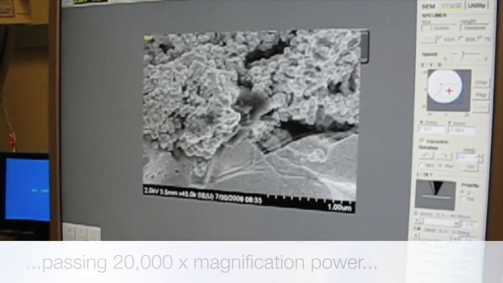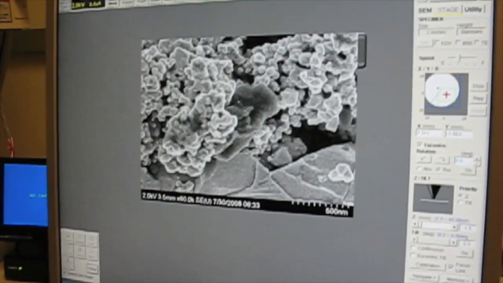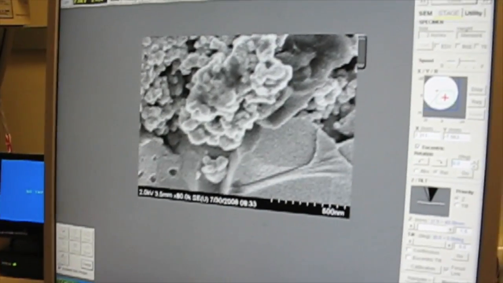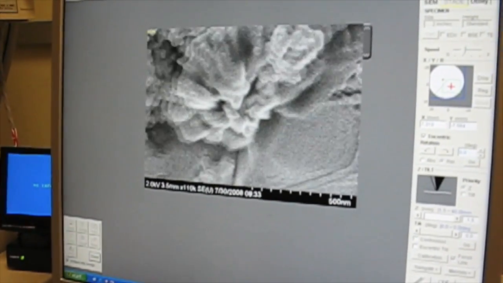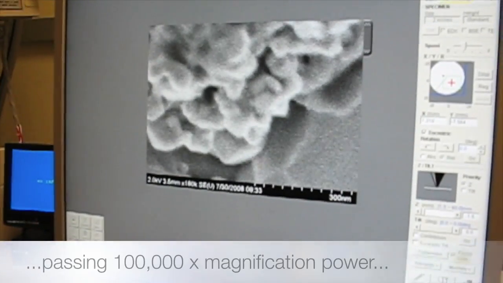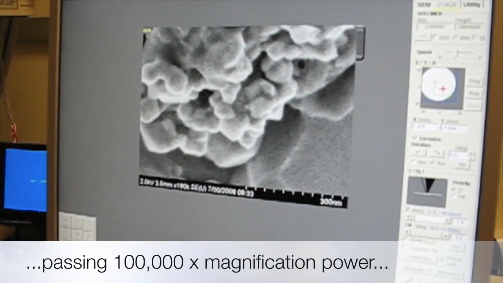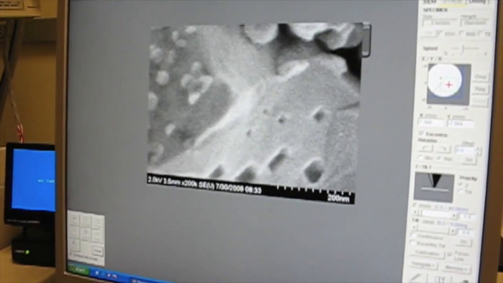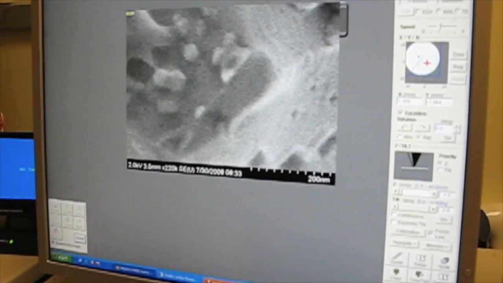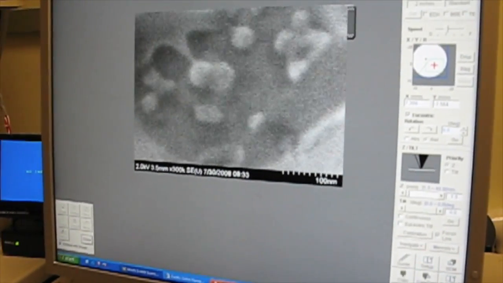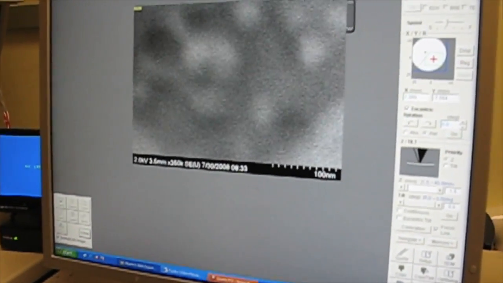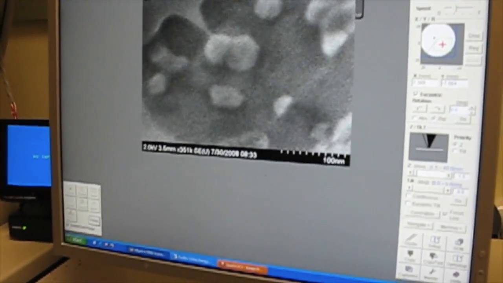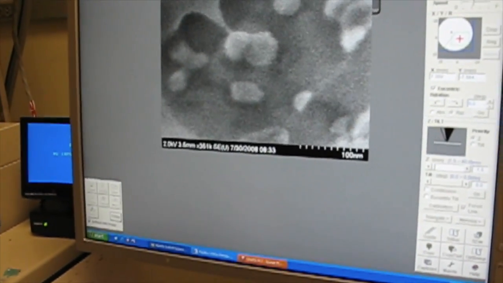Alright, we're back to 40,000 magnification, 60,000 magnification, 80,000 magnification. This is way beyond what an optical microscope can do. 180,000 magnification, 200,000 magnification, and if we've talked about optics, that's 100 nanometers across, which the whole picture is about 200 nanometers across, so the whole picture is smaller than the wavelength of violet light.